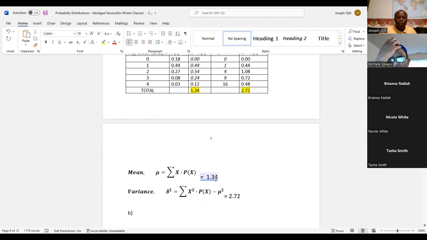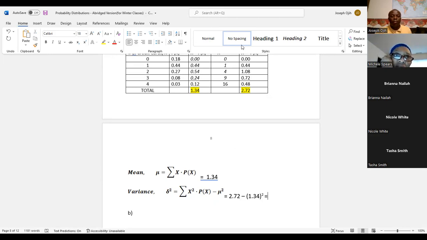And our mean is 1.34. So minus 1.34 squared. See, and that will give you the variance. Okay. So now 2.72. I'm gonna write this down. 2.72 minus 1.34 squared. So we can go and put it on our calculator.